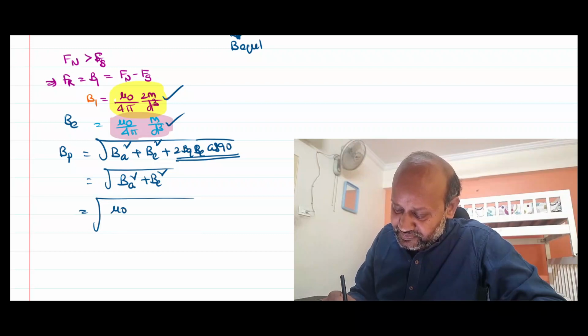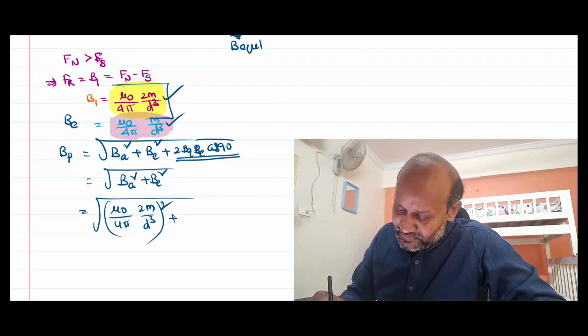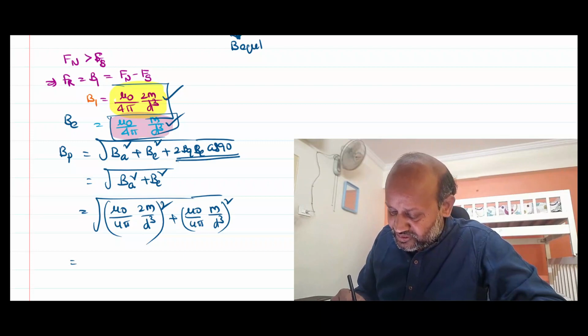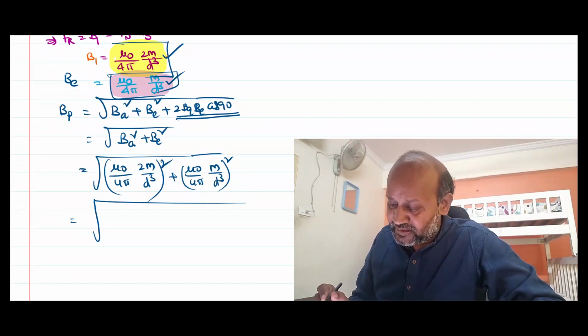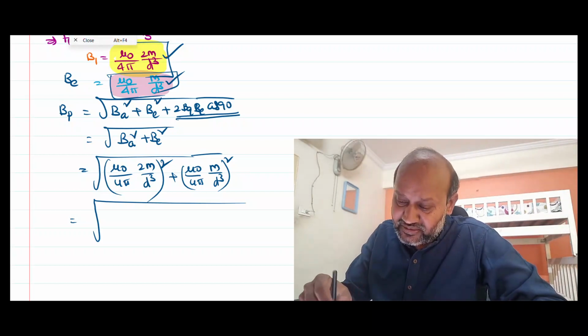Root of mu naught by 4 pi, 2m by d cube, whole square, that is this value, plus mu naught by 4 pi, m by d cube, that is the second value, whole square, and the square root. So if you simplify this, mu naught by 4 pi, 2m by d cube, all that is common, you can say. There are many common things here, right?